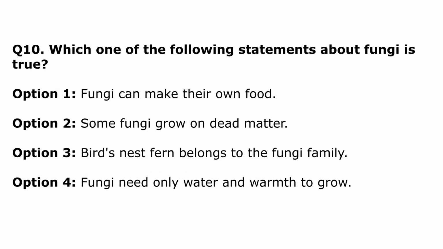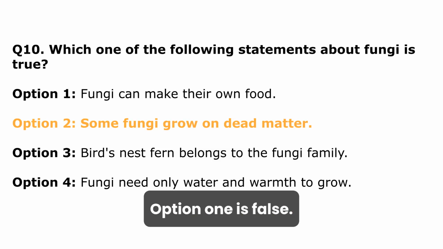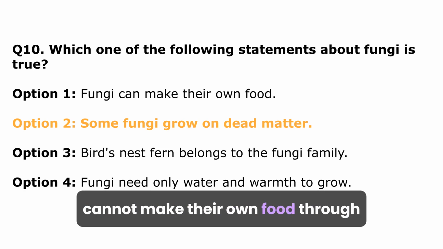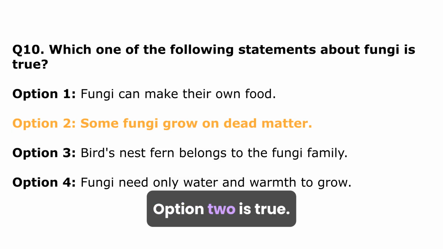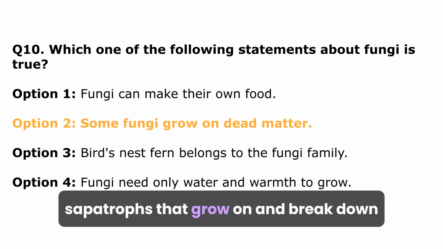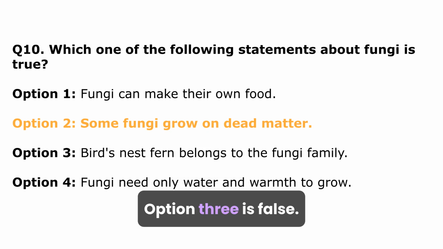Next question. Which one of the following statements about fungi is true? The correct answer is option 2. Option 1 is false. Fungi do not contain chlorophyll and cannot make their own food through photosynthesis. They must obtain nutrients from other sources. Option 2 is true. Many fungi are decomposers, saprotrophs, that grow on and break down dead plant or animal matter to get their nutrients. Option 3 is false.